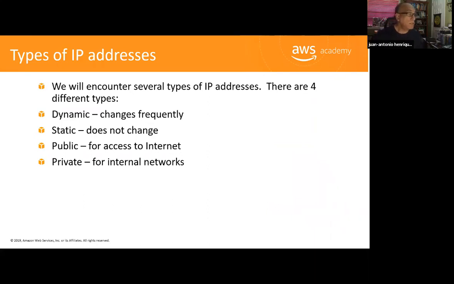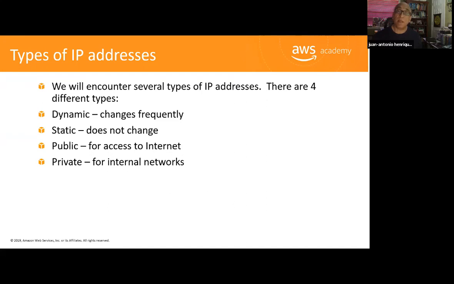And so this brings us to the types of IP addresses that you're going to hear about, especially when you look into cloud services. There are 4 types of IP addresses. Dynamic: a dynamic IP address changes frequently. Static: a static address doesn't change. Public addresses are used for accessing the internet, and private addresses are used for accessing networks internally. Later we'll see that there's a way of classifying these addresses and under what circumstances they're used.